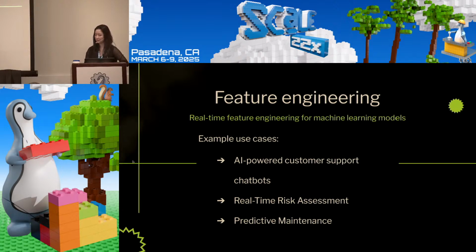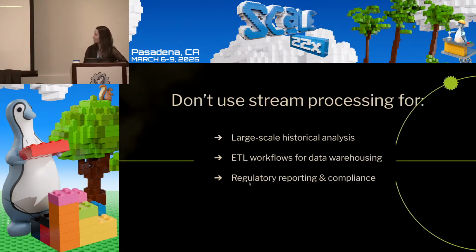So now that we know where stream processing can be used, let's talk about when you shouldn't use it, because it's not the only choice out there. Some use cases where you don't want to use stream processing would be any type of large-scale historical analysis. If you're running annual business reports on a huge amount of historic data, there's not really a point to use stream processing because you can just use a batch processing platform that's going to be much more efficient and save on compute resources.